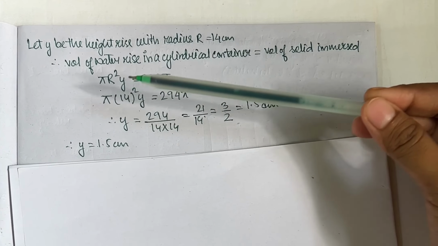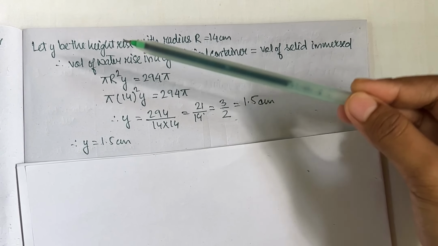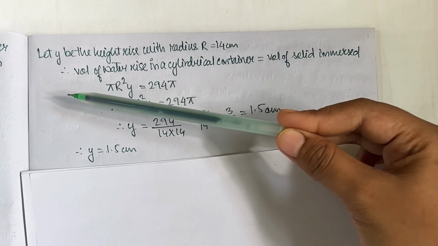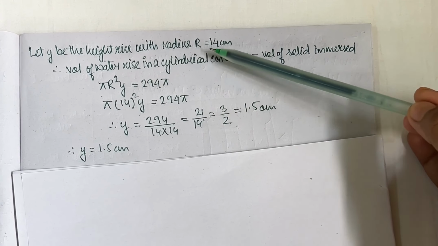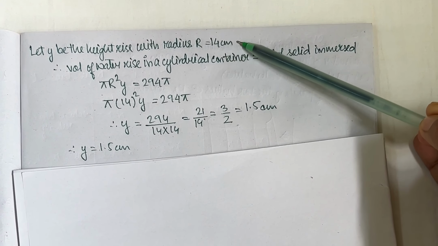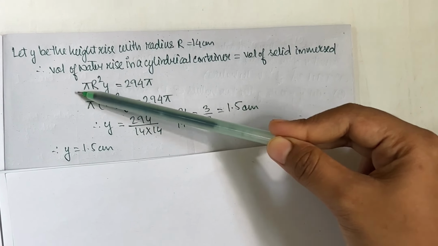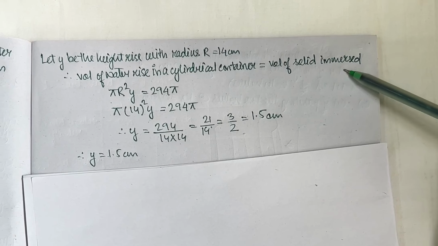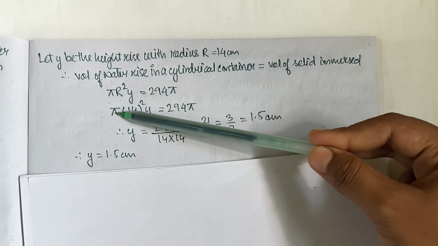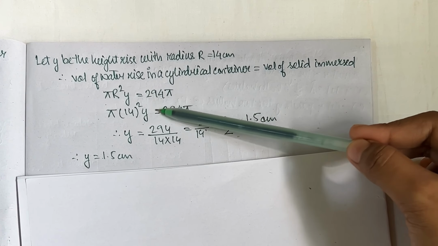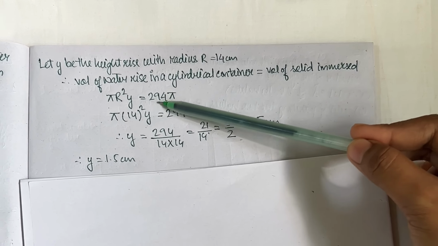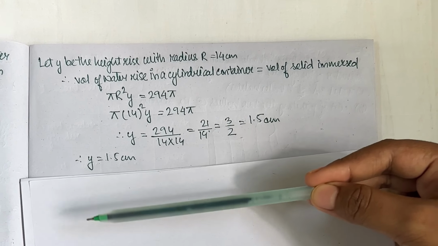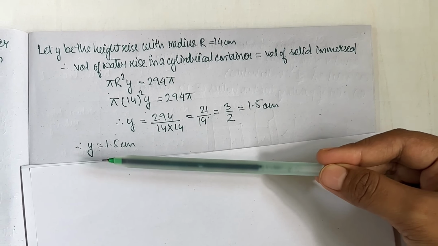Again, we are considering the rise of the initial height is y. So let y be the height rise with radius capital R, that is 14 centimeter. Then we know volume of water rise in a cylindrical container is equal to volume of the solid immersed. So we are putting pi r square y is equal to 294 pi from the previous solving we got.